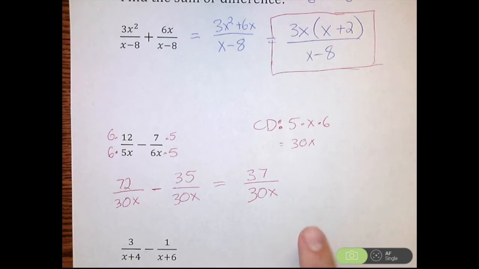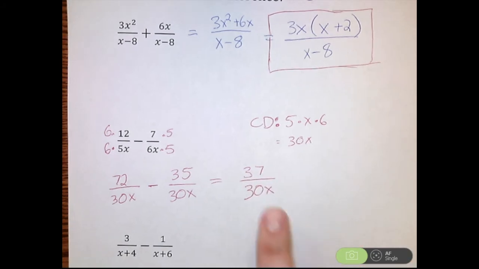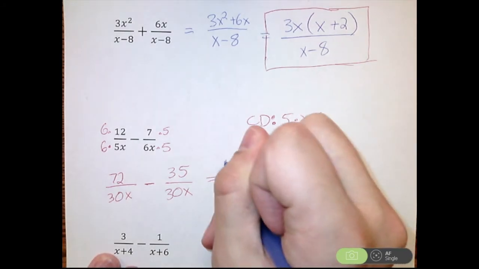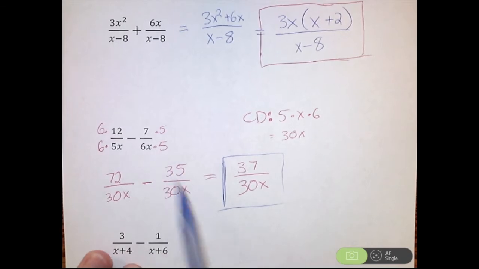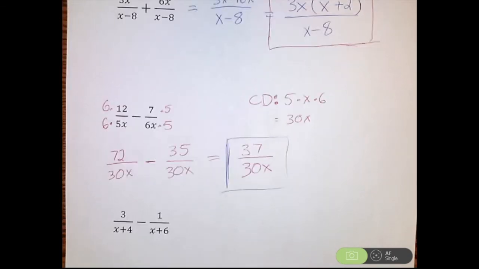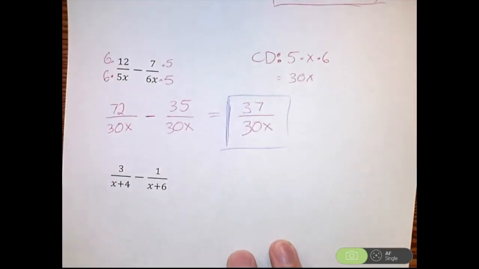The last step is I want to look and see, is there anything I can do to simplify this? 37 over 30, not a whole lot we can do there. So again, it becomes a case of we just subtract these with common denominators, and you're done. So one last example of the type of problem you might see.